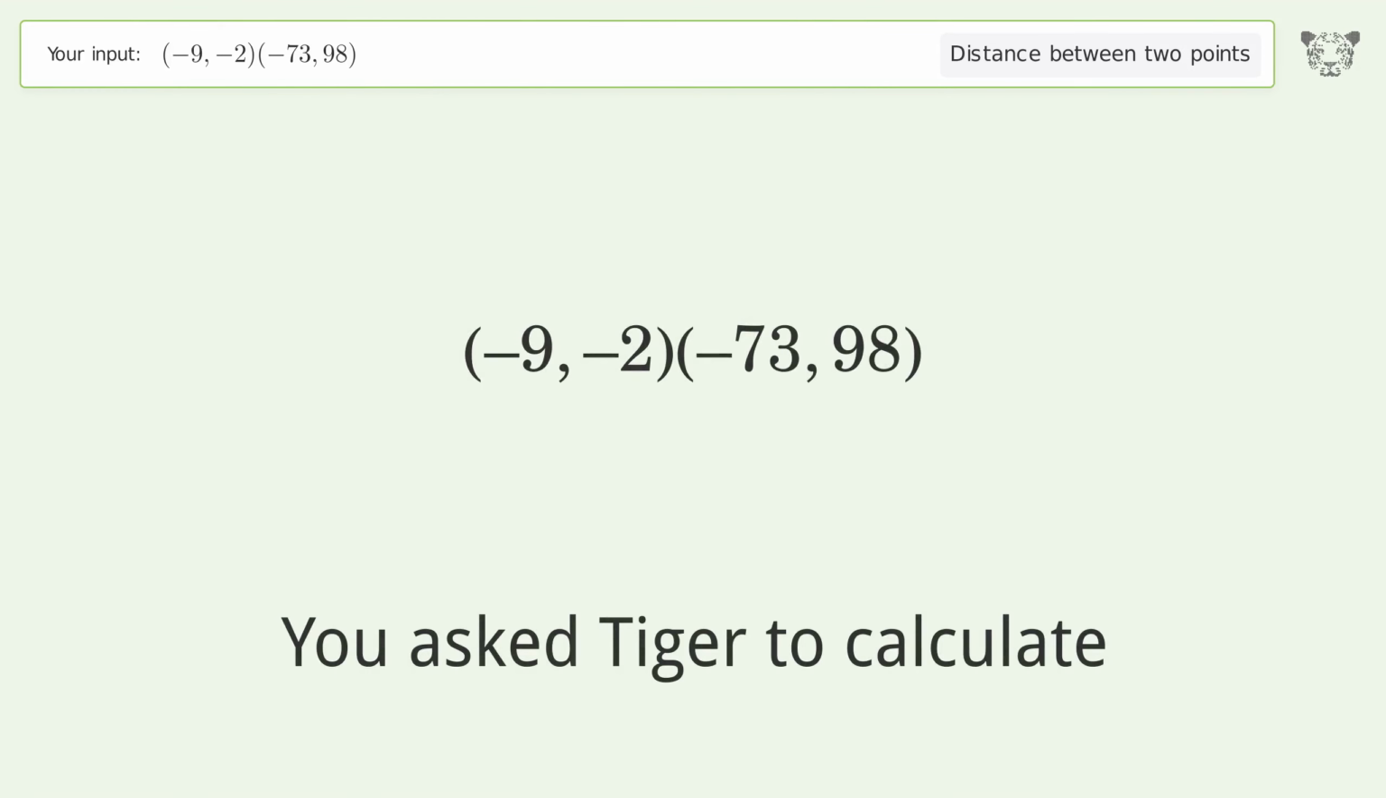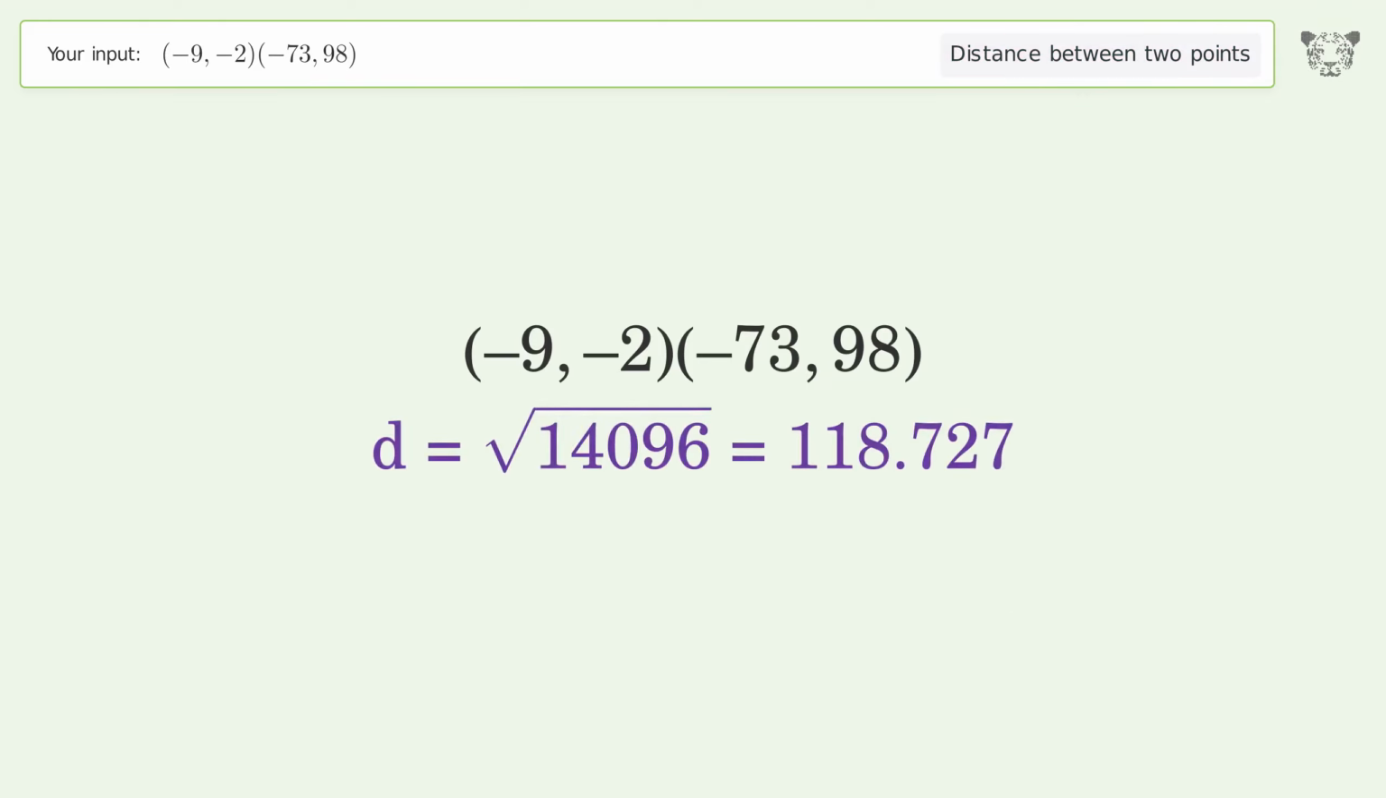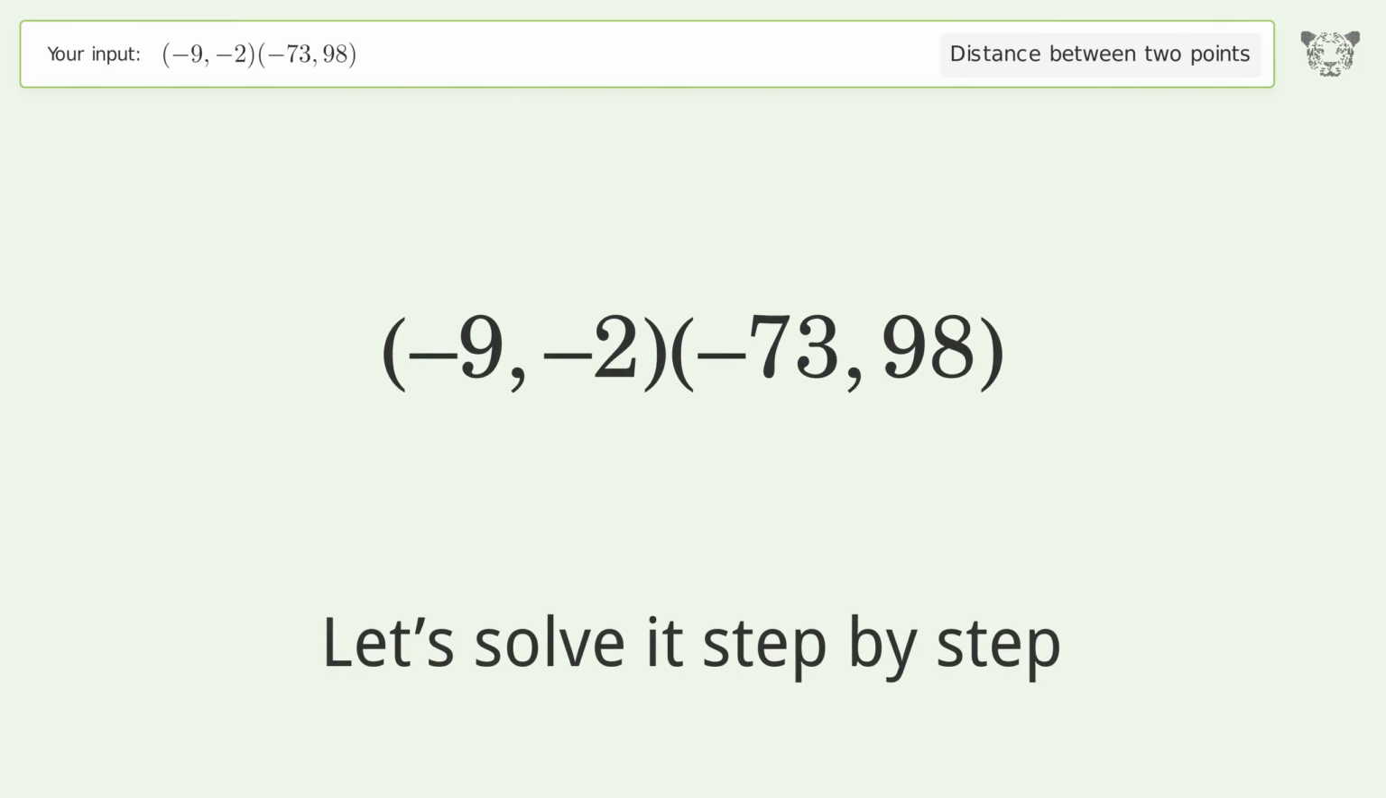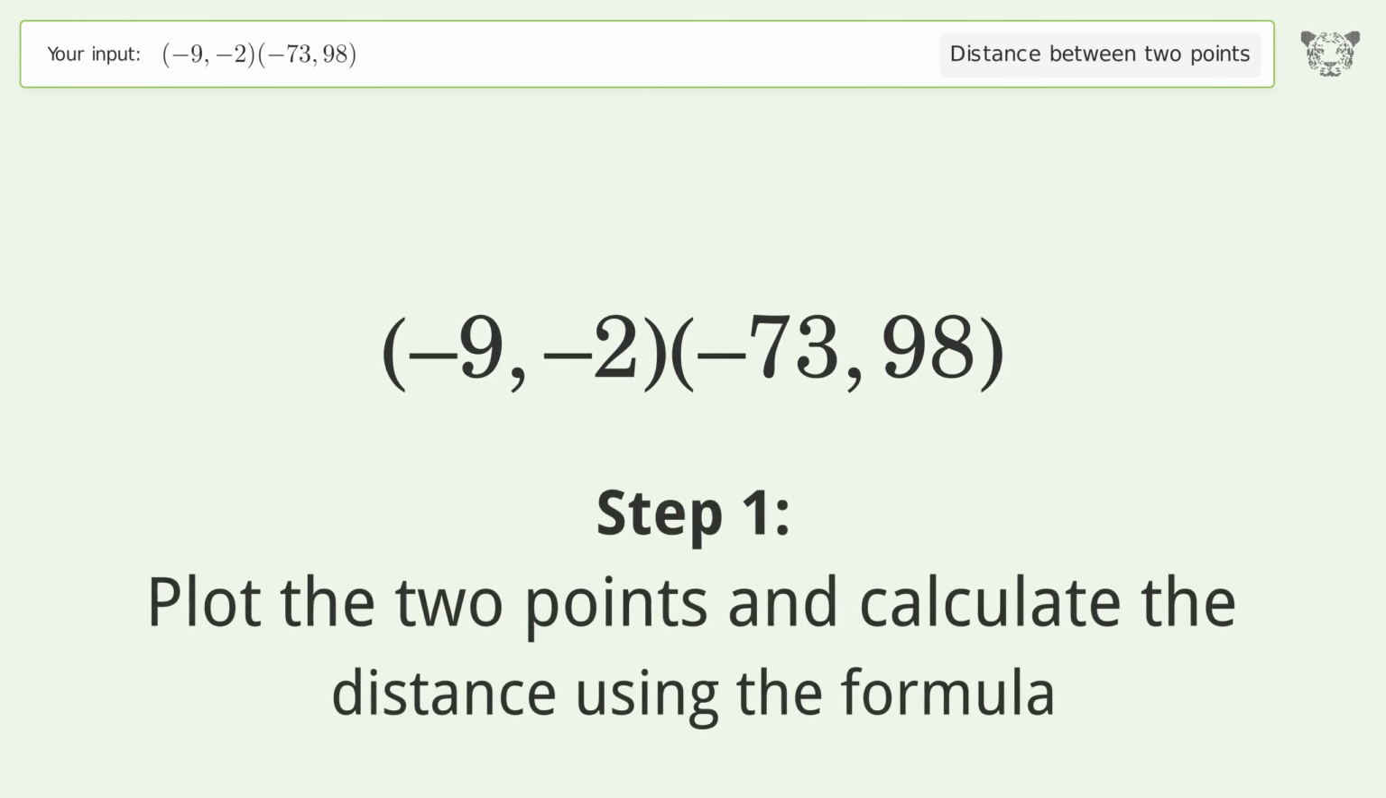You ask Tiger to calculate. This deals with the distance between 2 points. The distance between the 2 points is the square root of 14,096, or 118.727. Let's solve it step by step. Plot the 2 points and calculate the distance using the formula.